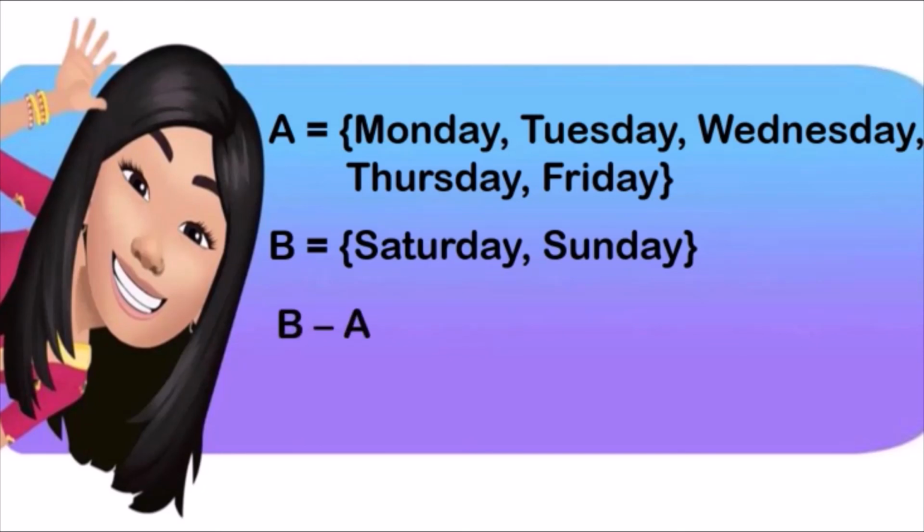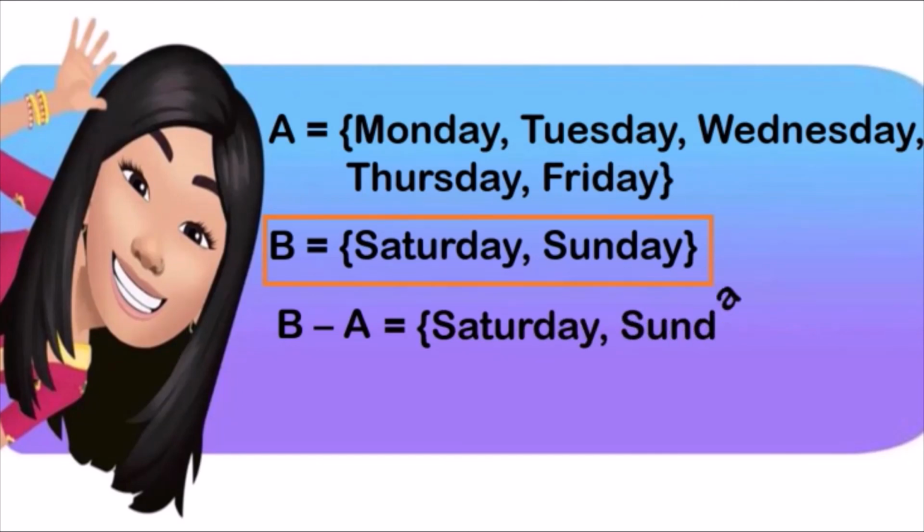What about B minus A? We're going to look at these two sets and cross out anything that they have in common. So, we cannot see any common elements of B and A. Therefore, the difference of set B and A is equal to the set whose elements are Saturday and Sunday.